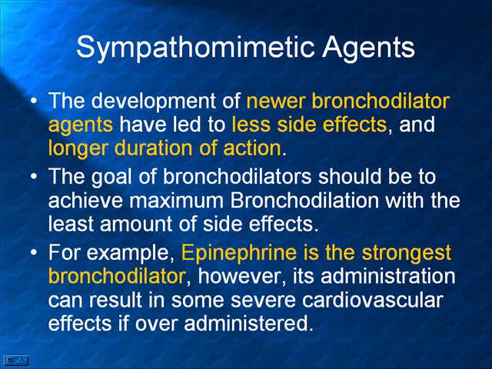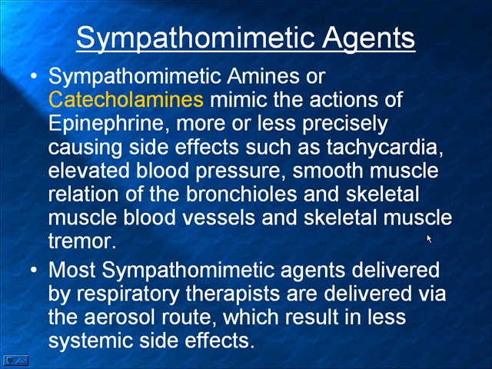And so the goal of bronchodilators should be to achieve maximum bronchodilation with the least amount of side effects. For example, epinephrine is the strongest bronchodilator. However, its administration can result in some severe cardiovascular effects if over-administered. This is why it's not a first-line drug of choice for the treatment of bronchospasm in patients who are having difficulty breathing. Sympathomimetic amines, or better known as catecholamines, they all mimic the actions of epinephrine more or less precisely.